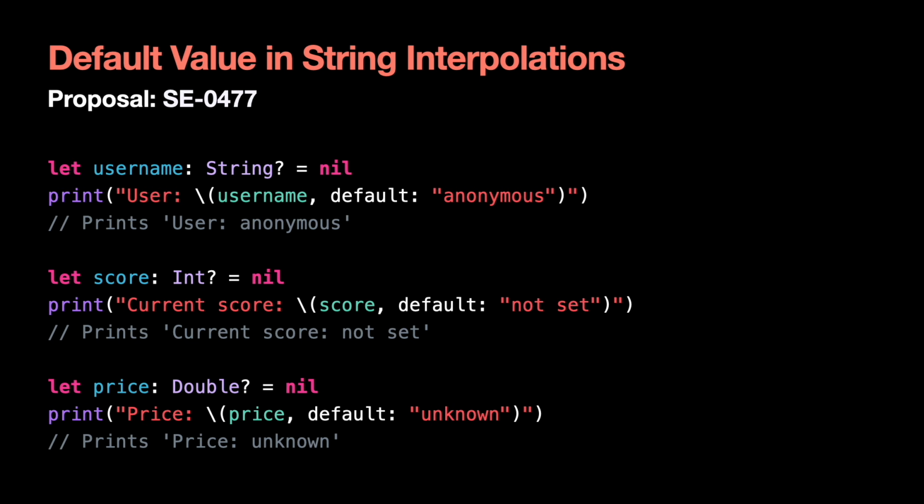Before Swift 6.2, the usual approach was to use the nil coalescing operator inside the interpolation. That worked, but only when both sides were the same type, so numbers had to be converted to strings first. The new syntax removes this limitation and results in cleaner, more readable code.